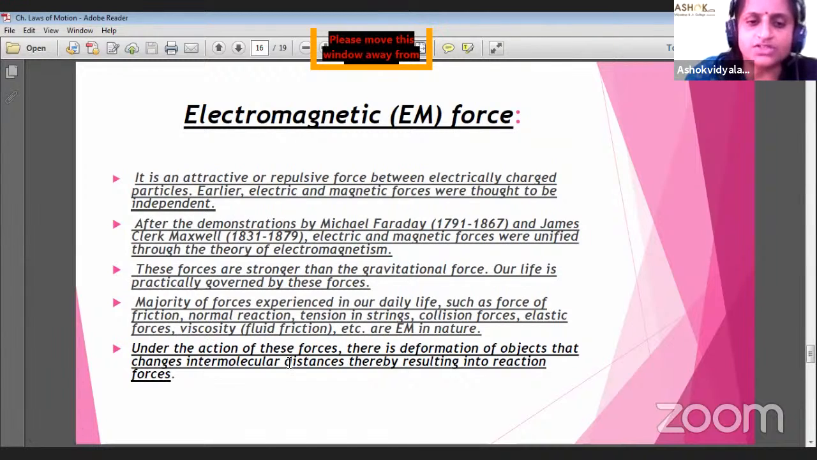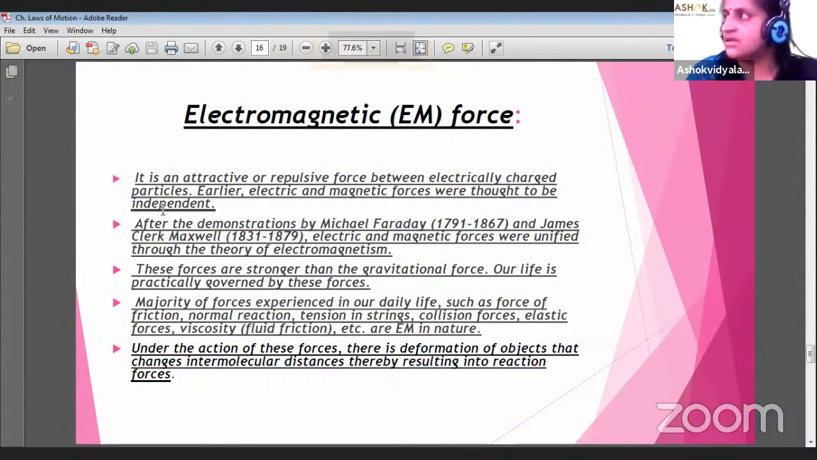Under the action of these forces, there is a deformation of the object that changes the intermolecular distance, thereby resulting in the reaction forces. These are electromagnetic forces, which are attractive or repulsive; both happen. That is Coulomb's law of charges, and it happens in the electromagnetic force.